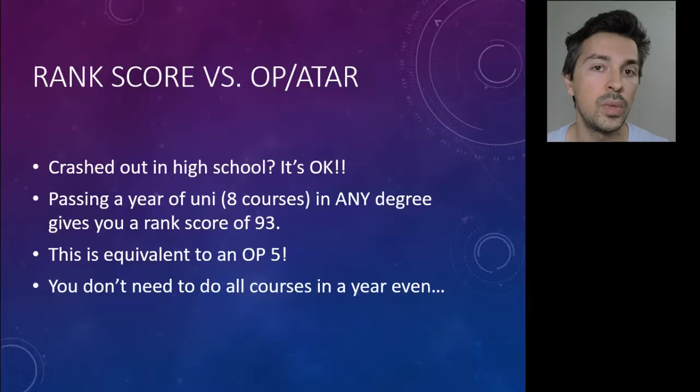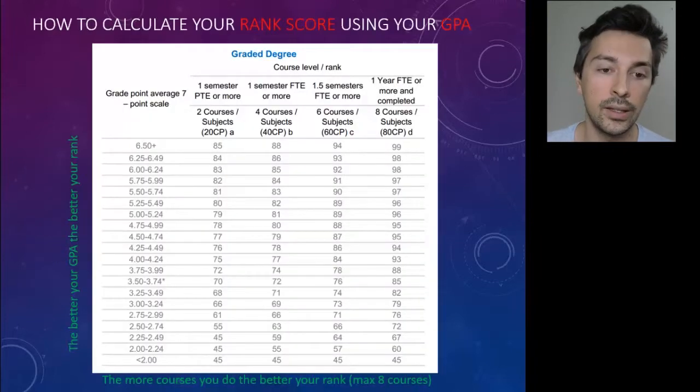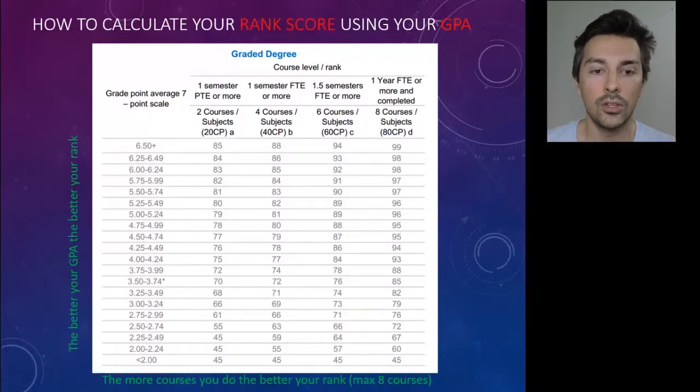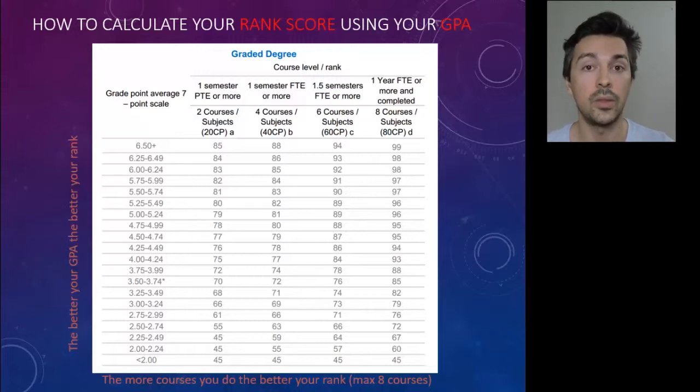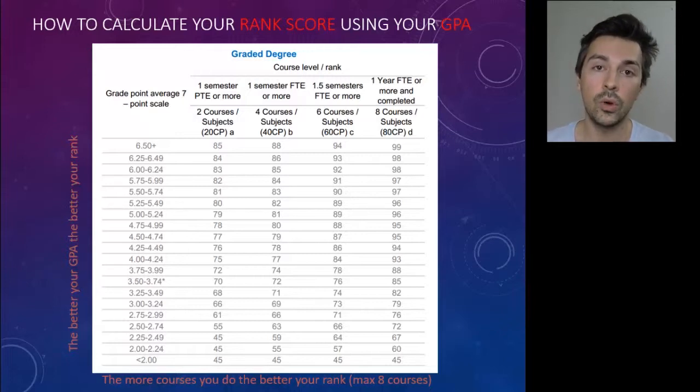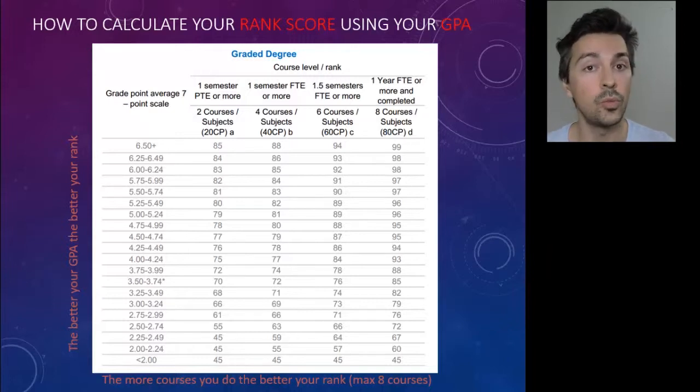To highlight this in a bit more detail, I've pulled up this table here, and there are a couple of things that we need to look at. 2 things influence your rank score. The first is the more courses you do, the better your rank. And the second is the better your GPA, the better your rank. With the number of courses, it comes to a maximum of 8 courses. So if you do more than 8 courses, it doesn't matter. You're already in that highest column on the right.